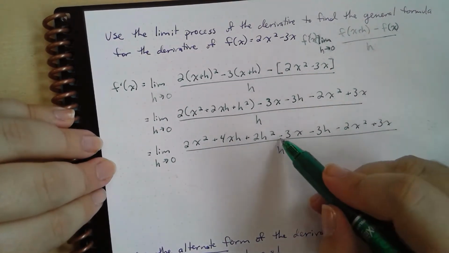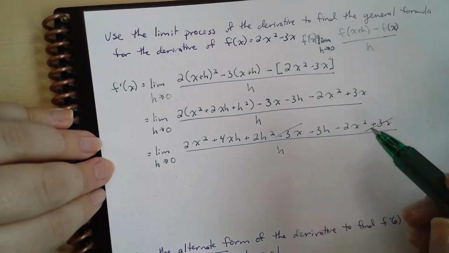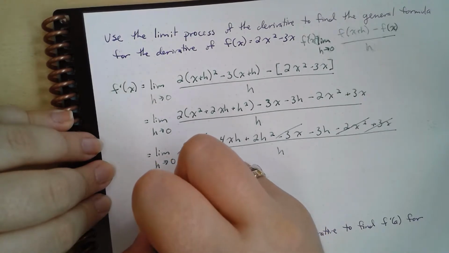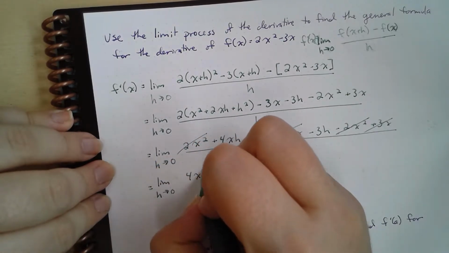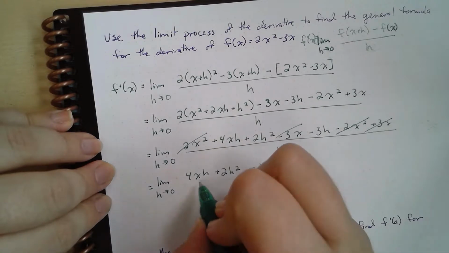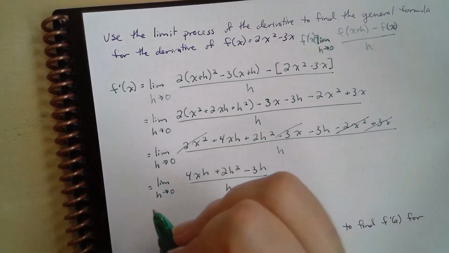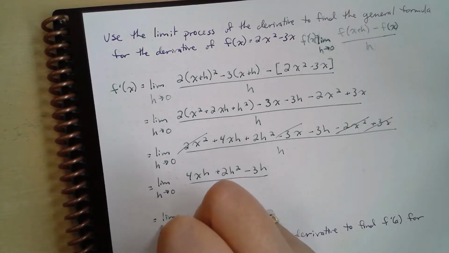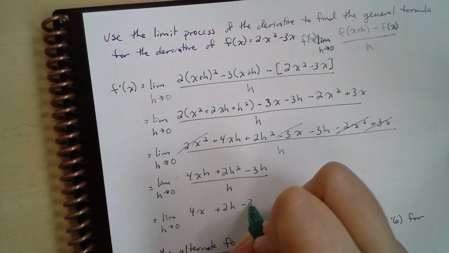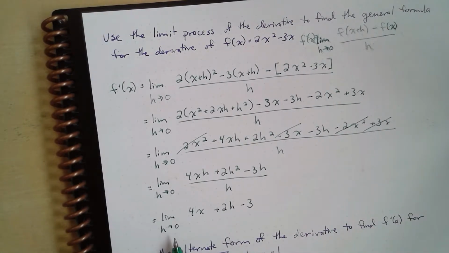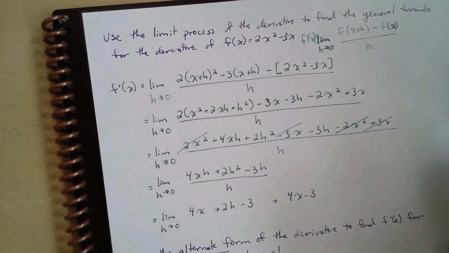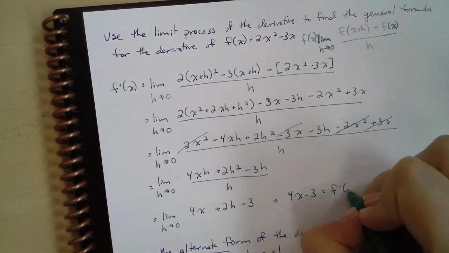I'm going to cancel some things out here: a plus 3x and a minus 3x, and minus 2x squared, positive 2x squared. So now I've got the limit as h approaches 0 of (4xh plus 2h squared minus 3h) all over h. I can divide h in. So this is the limit as h approaches 0 of 4x plus 2h minus 3. And now I actually find my limit. Well, as h goes to 0, this is going to become 0. So this is just going to be equal to 4x minus 3, which is our derivative.